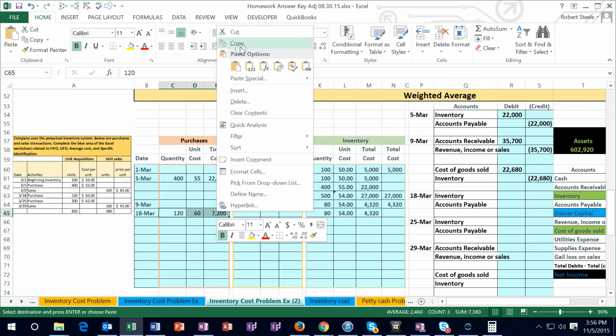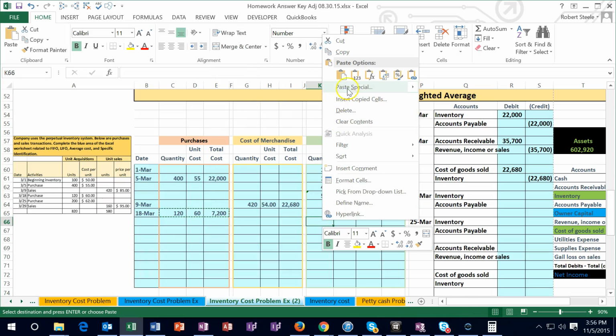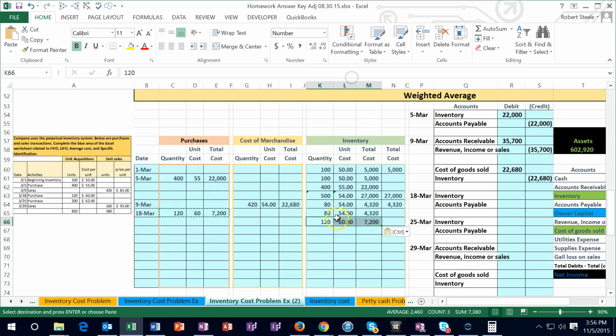I'm going to copy that and paste it 1, 2, 3 underneath. Then we're going to calculate the average. Some of them, 80 of them, cost $54, 60 of them cost $60. So now we have to calculate how much did they cost on average? In order to do that, we're going to take the total units, the total sales price, then the average.